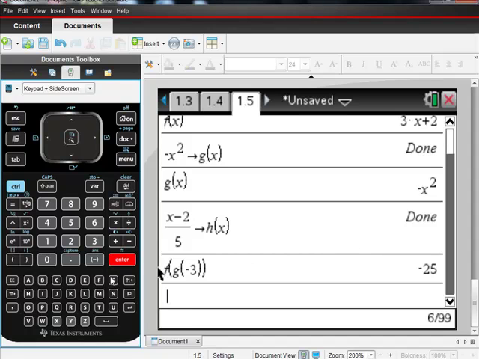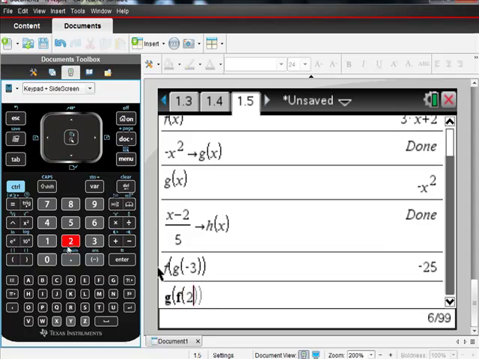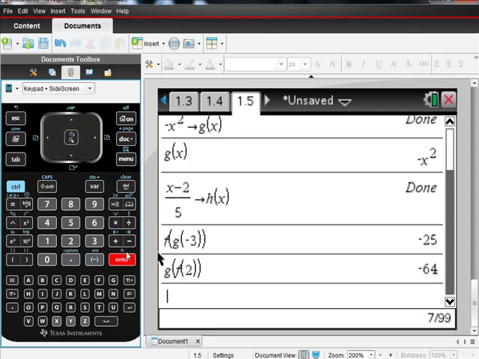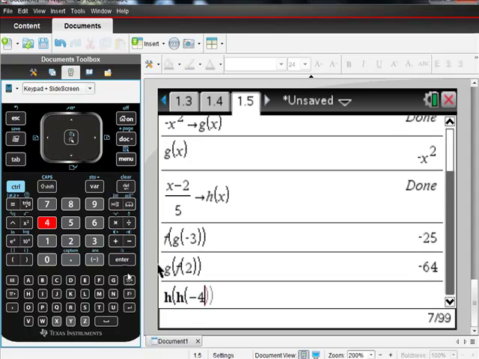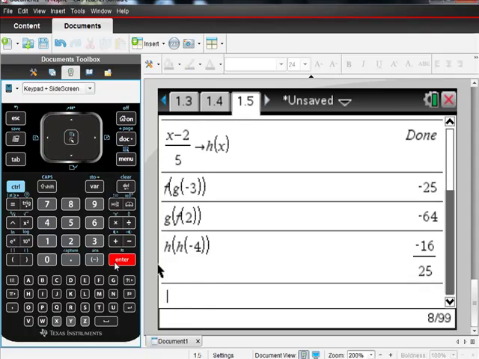G of f of 2, same thing. G of f, remember, open it, of 2. Because I'm not putting anything else, you don't need to put in the right-hand parentheses. You can if you want to, but I usually don't. It comes back as negative 64. That's true. How about h of negative 4? So we get h of negative 4, and get back this answer.